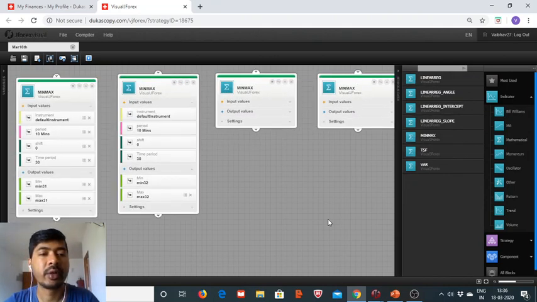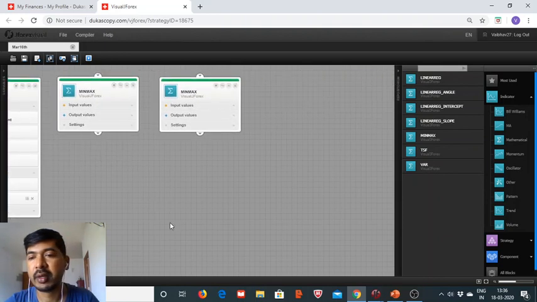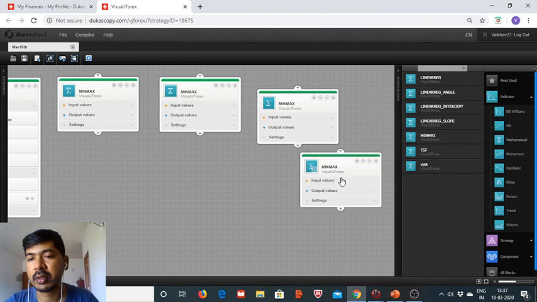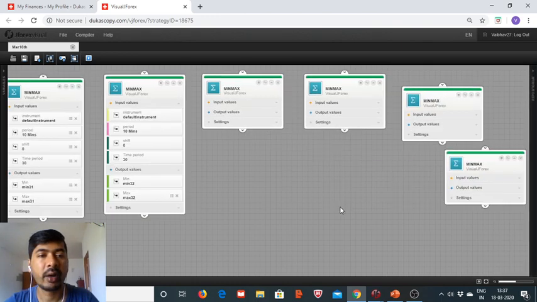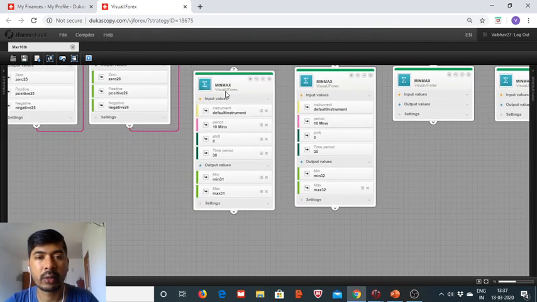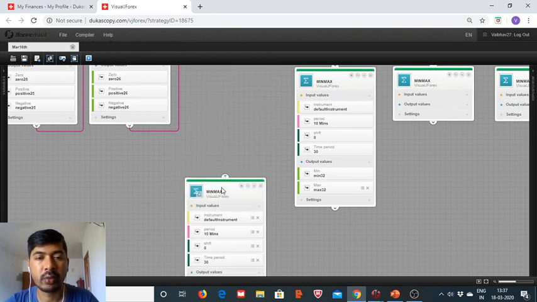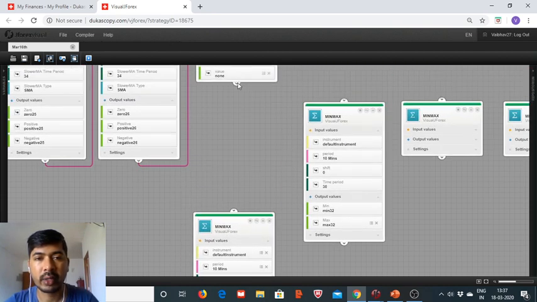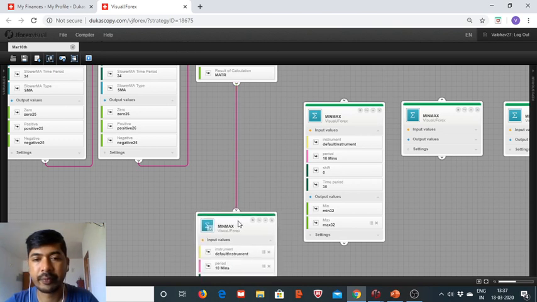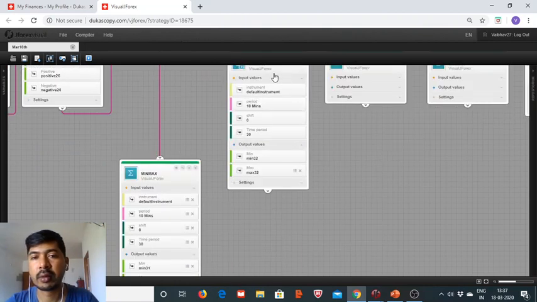And we have brought in 4 minima, maxima. We will need 2 more. So this is it. Now we line this block here just below this row, and we connect this requirement here.